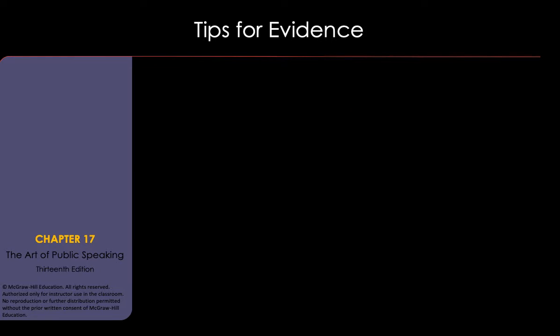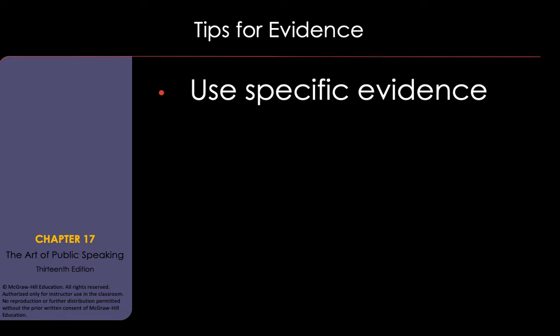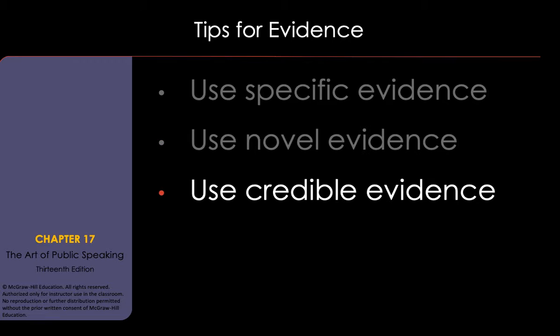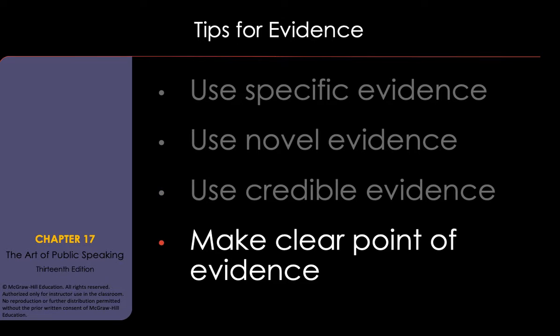And there's some tips with this speech in that the evidence has to have some qualities that it did not have with the informative speech. So first, the evidence needs to be specific to what we're trying to prove. It needs to be somewhat novel, something that the audience perhaps has not heard before. It has to be credible. So it has to be orally cited from a reputable outside source, and it needs to make a clear point of what you are trying to prove.